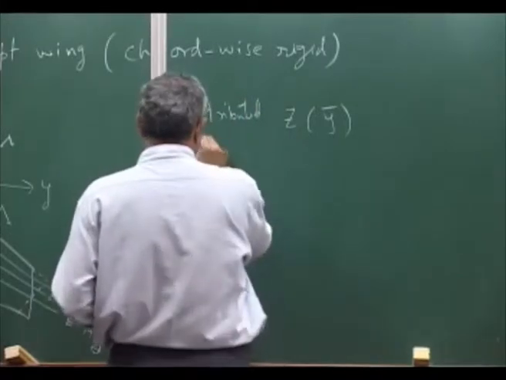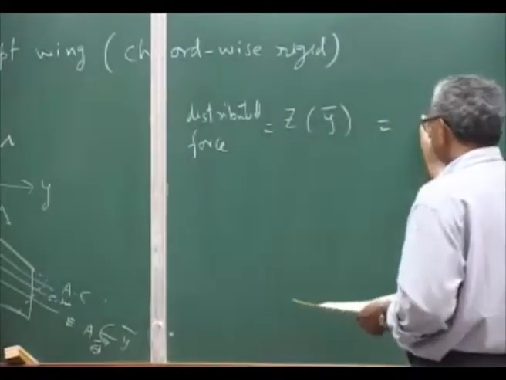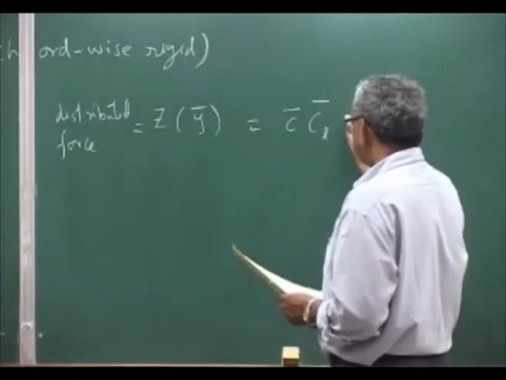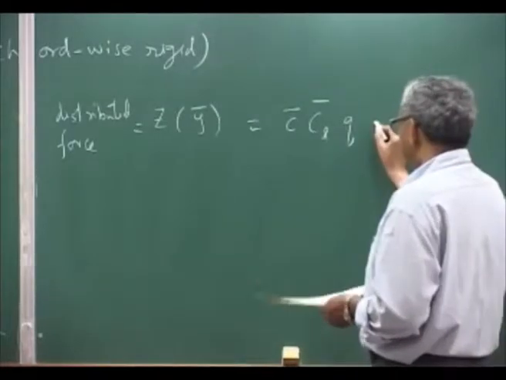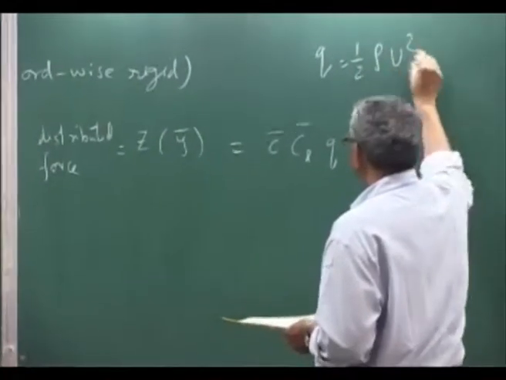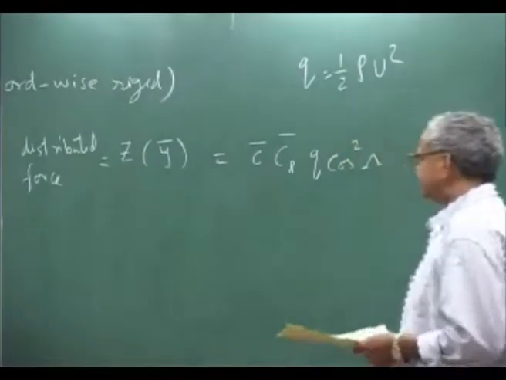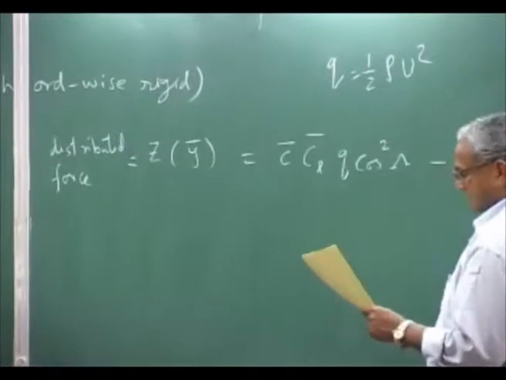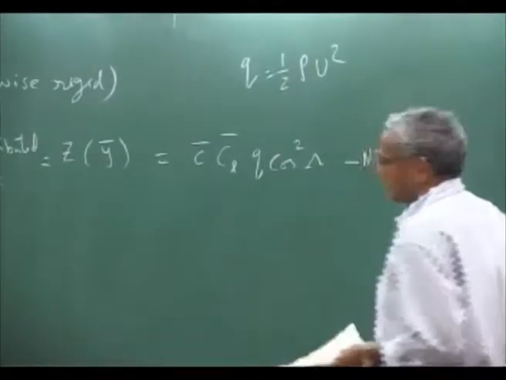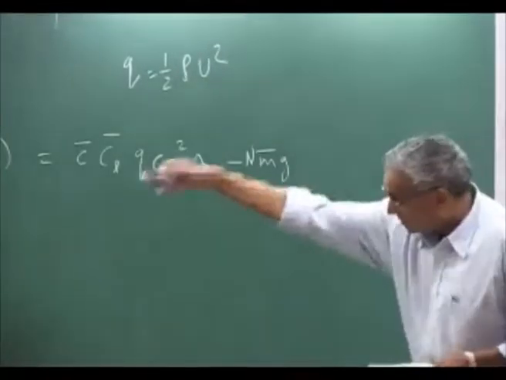Distributed force is basically c bar CL bar q, and I will have actually q is half rho U squared, so I will have q cosine squared lambda minus m bar g and load factor n. Okay, m bar is mass per unit length along again y bar.